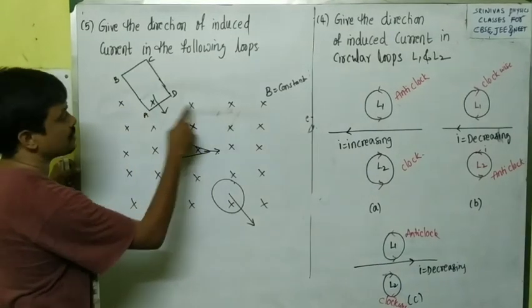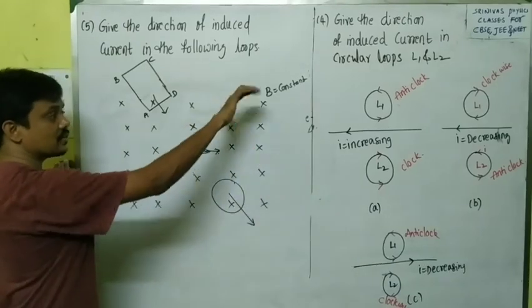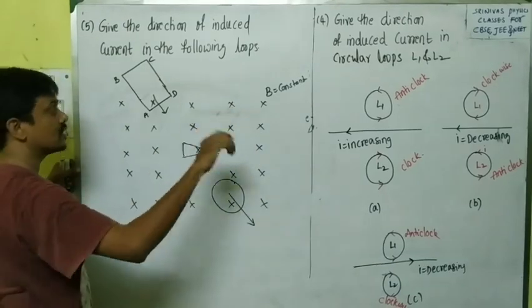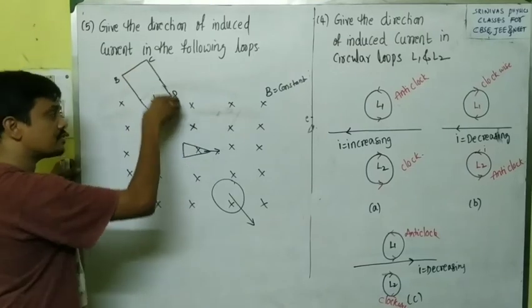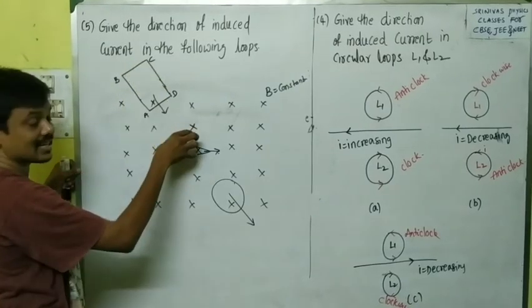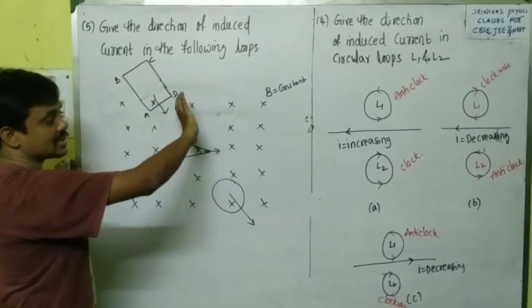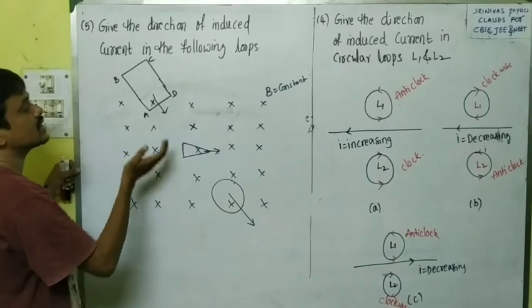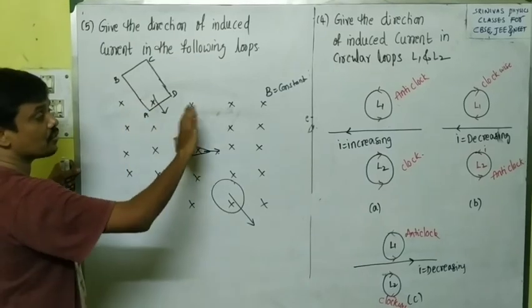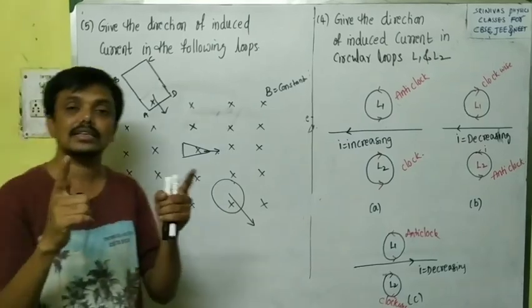Inward flux is increasing, because the field is inward. A cross indicates the magnetic field is inward; a dot indicates outward. Here, when the loop comes into the field, what happens? The flux increases. The field increases, so the inward flux increases, but that increase in flux should be opposed.